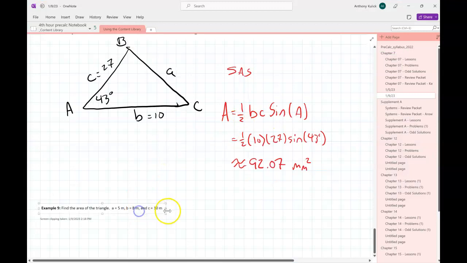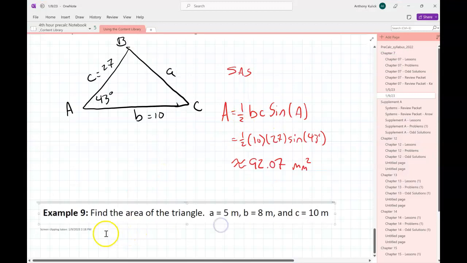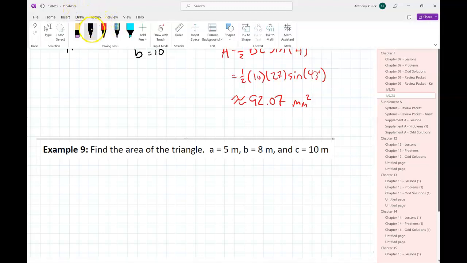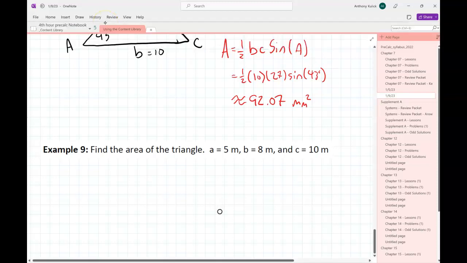All right. Do one more example. Find the area for this triangle. Before I even get started, I already know which situation this is. I don't have to draw a picture. How can I tell just from reading the problem what situation this is? Side, side, side. I'm given three lengths.